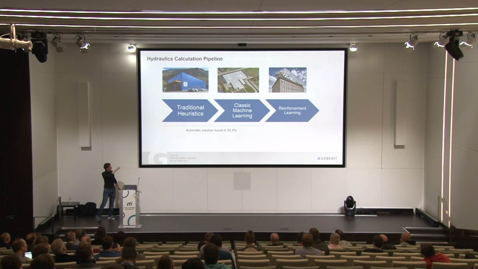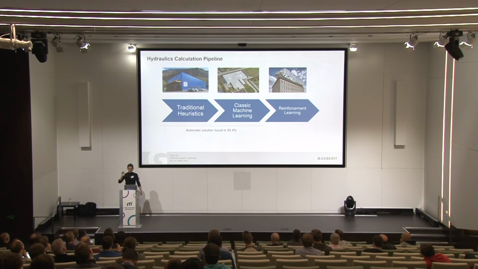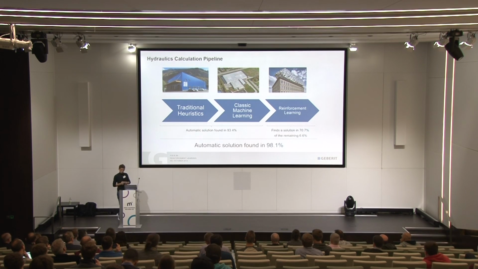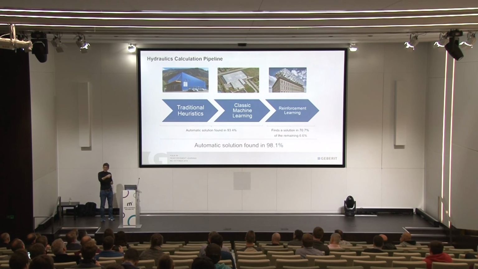So, using the combination of the traditional heuristics and the classic machine learning, we reached this success rate of 93%. Adding reinforcement learning to it, we were now able to reduce our fail rate by more than 70%, resulting in an end-to-end success rate of now 98%, which is really a great relief, in particular for our novice users, because now they are able to reach a solution for many buildings which they before wouldn't have had a chance to find a solution for.